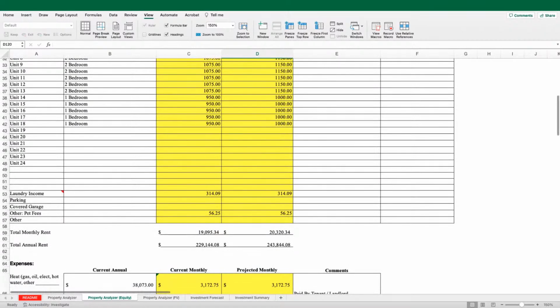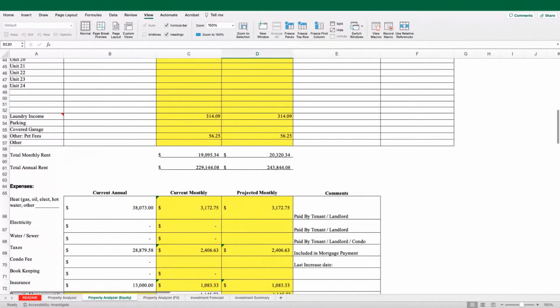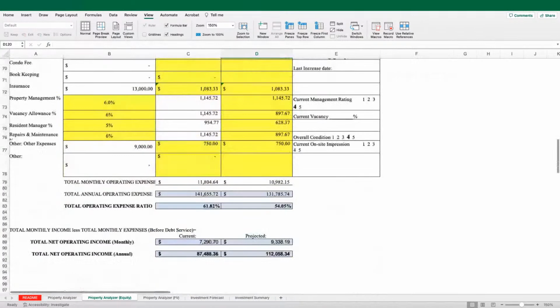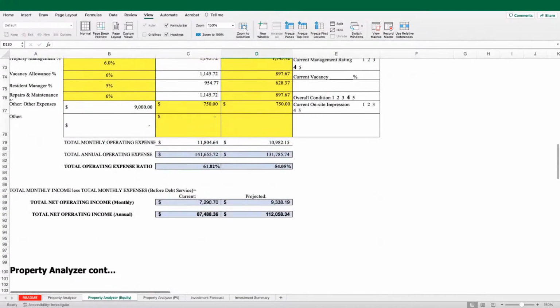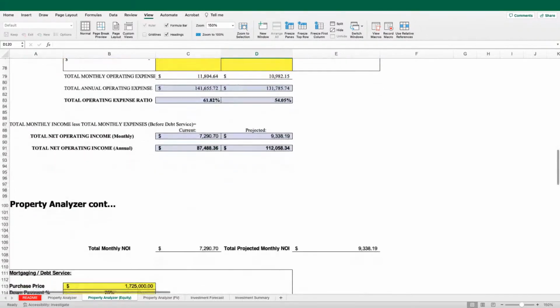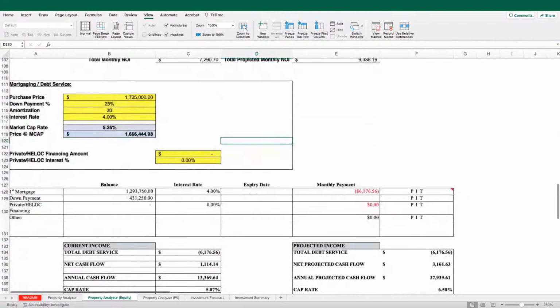And so now we're going from a $19,000 monthly rent to a potential forecasted $20,320 a month rent as well. Okay, so as we scroll down, there's your annual rent. Here's your expenses. Let's get down to the fun stuff. Here's our net operating income. We started at $87,000, and now we've actually bumped it up to $112,000 per month. Fantastic. So let's take a look.